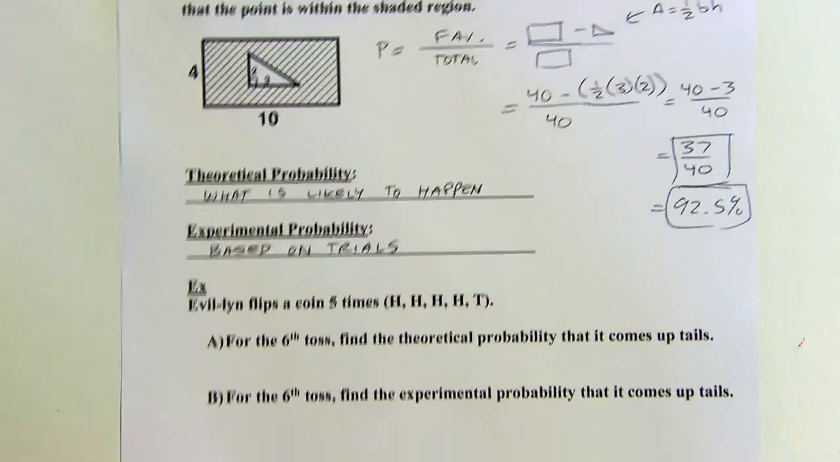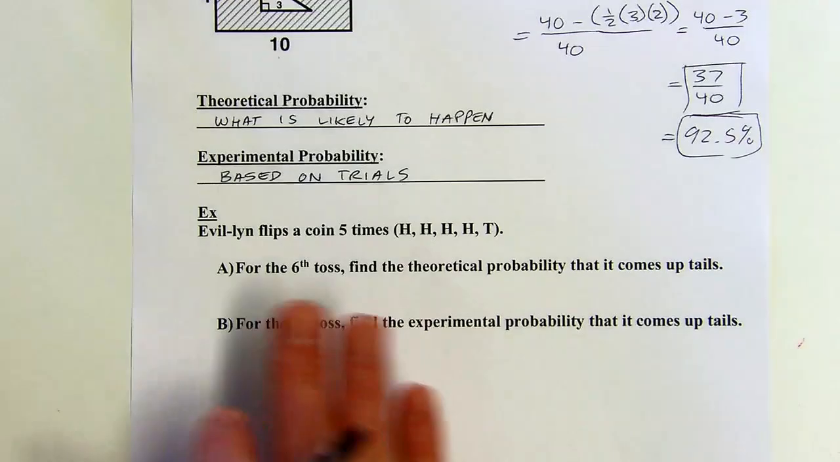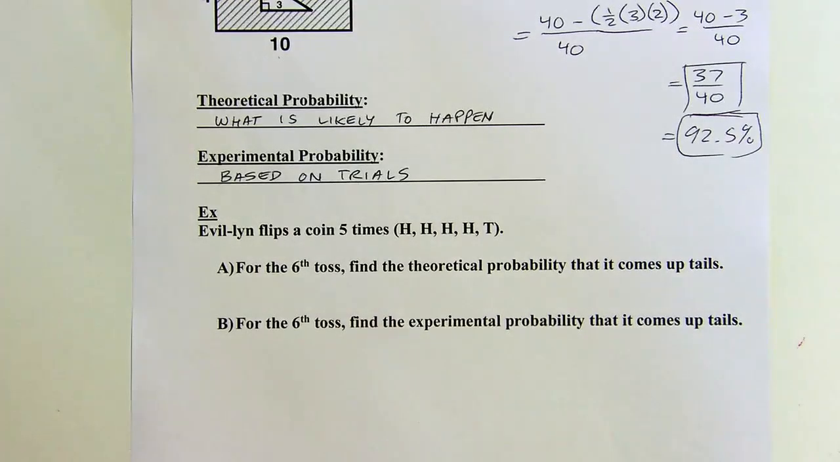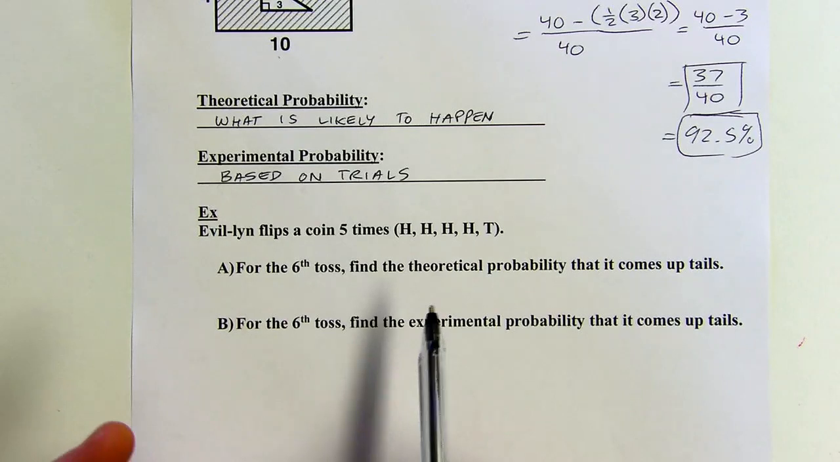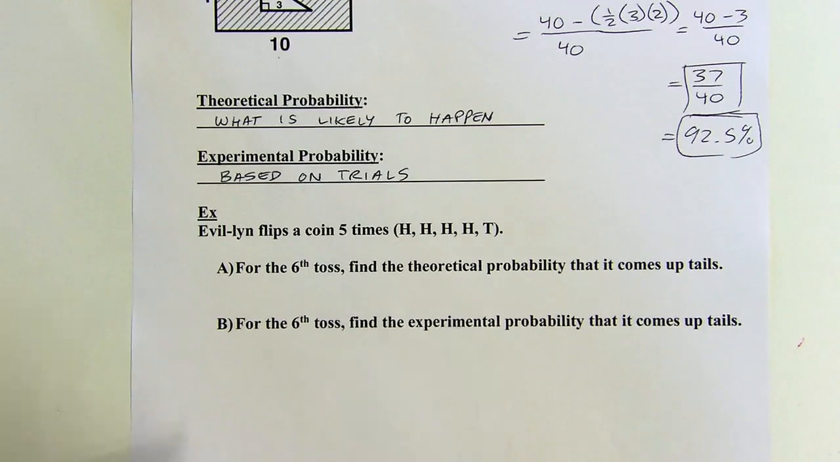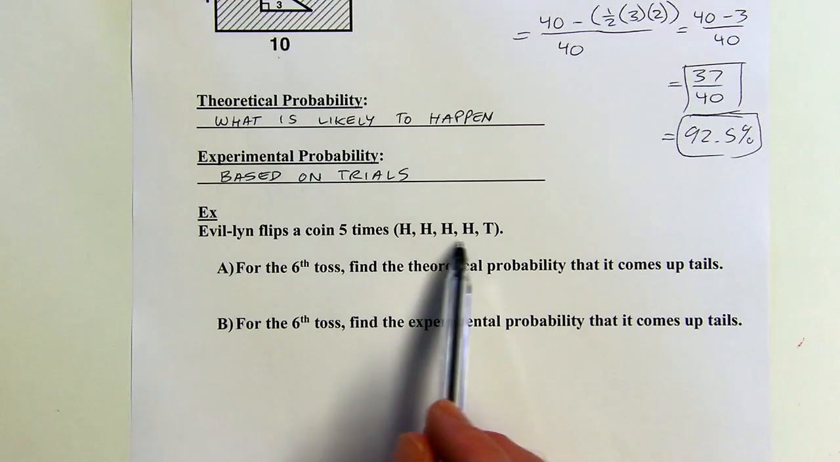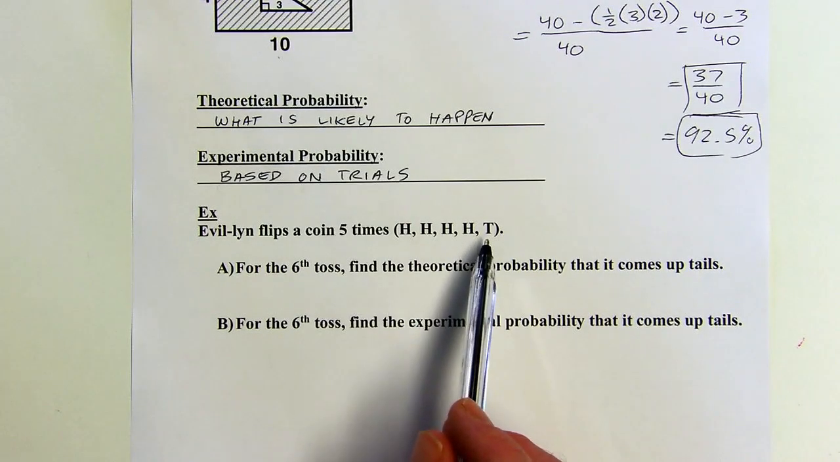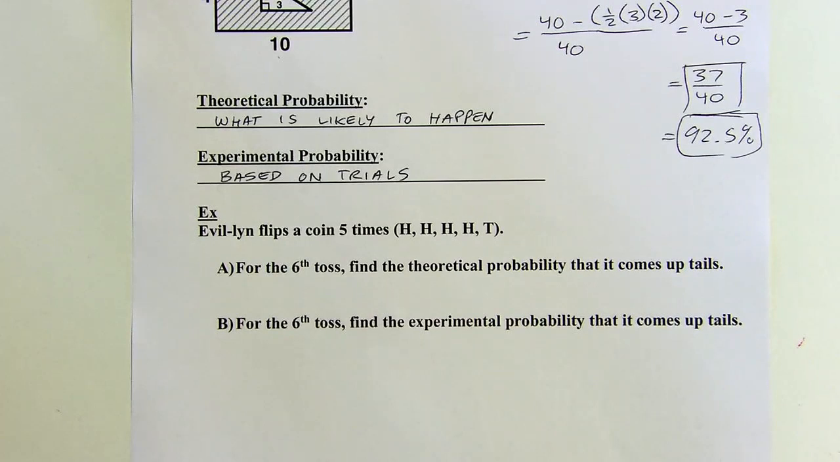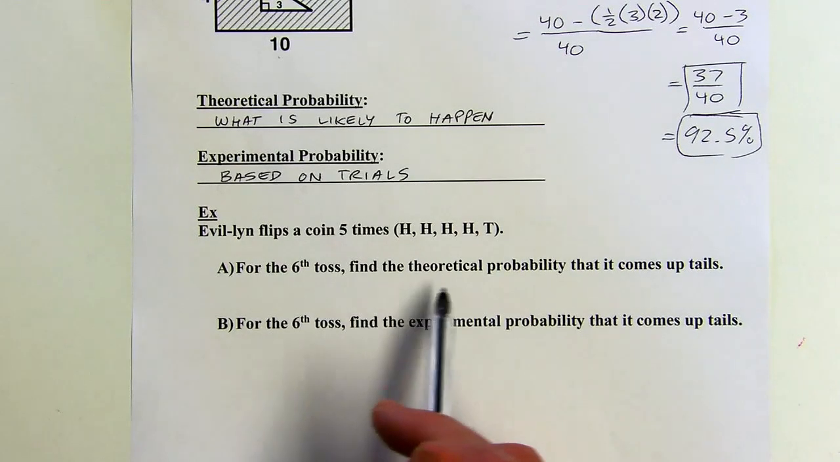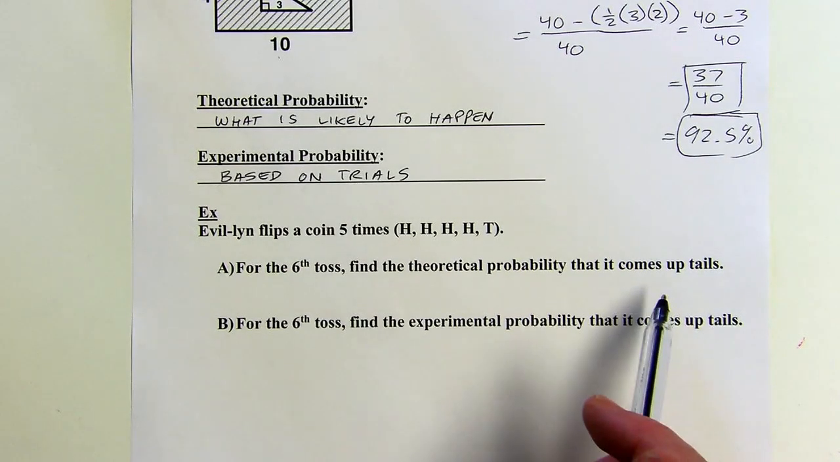Okay, so I'll show you what I mean with this example to try to show you the difference between theoretical probability and experimental. We're almost always going to be using theoretical probability, but once in a while it might be experimental. Okay, so Evelyn flips a coin 5 times, and this is what happens. She gets heads the first 4 times and then tails the last time. Okay, for the 6th toss, find the theoretical probability that it comes up tails.